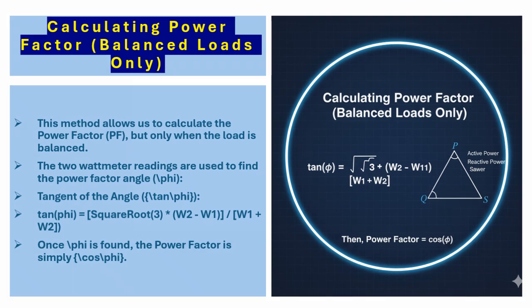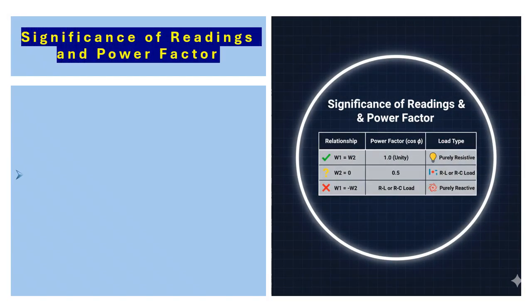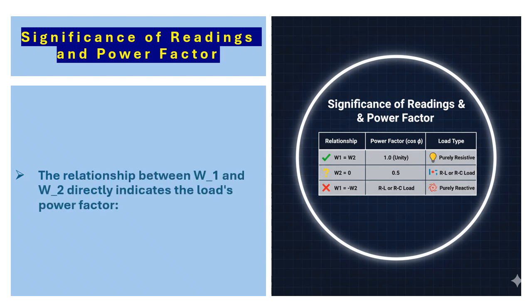Significance of readings and power factor. The relationship between W_1 and W_2 directly indicates the load's power factor. Relationship: power factor, cos φ, and load type. W_1 equal to W_2: power factor 1.0, unity, purely resistive. W_2 equal to 0: power factor 0.5, lagging or leading, RL or RC load.